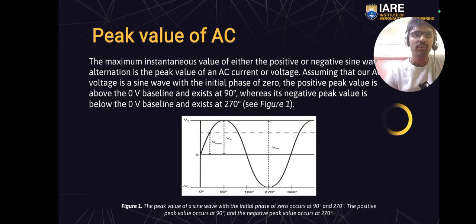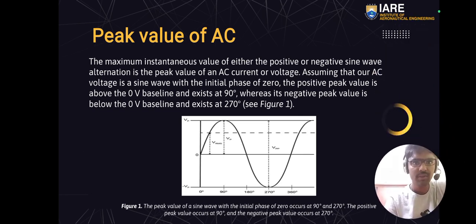So yes, the peak value of AC, as we discussed earlier, let us imagine an x-axis and y-axis such that the maximum instantaneous value of either the positive or negative sine wave alternation is the peak value of alternating current or voltage.